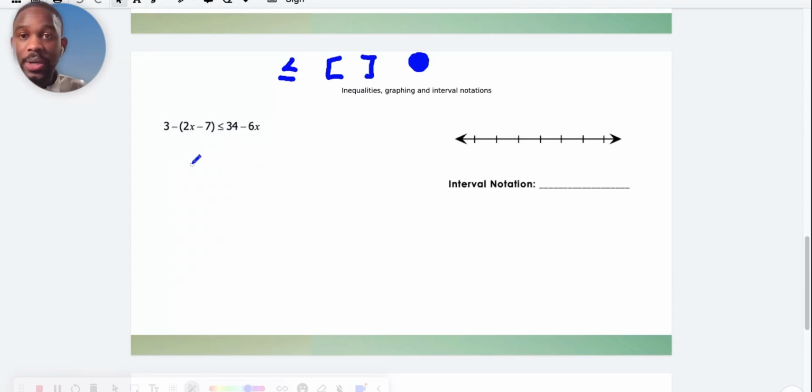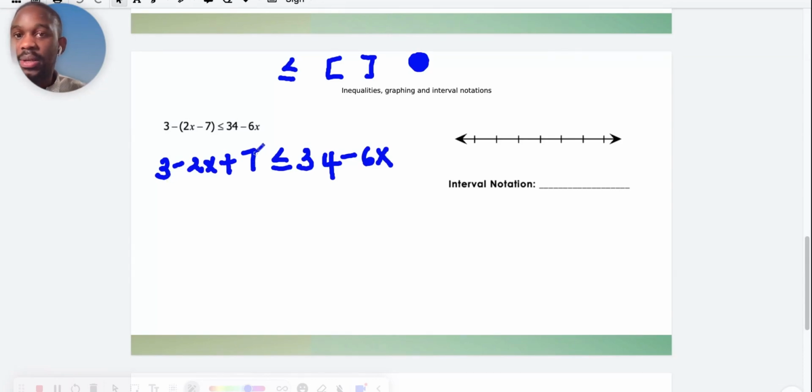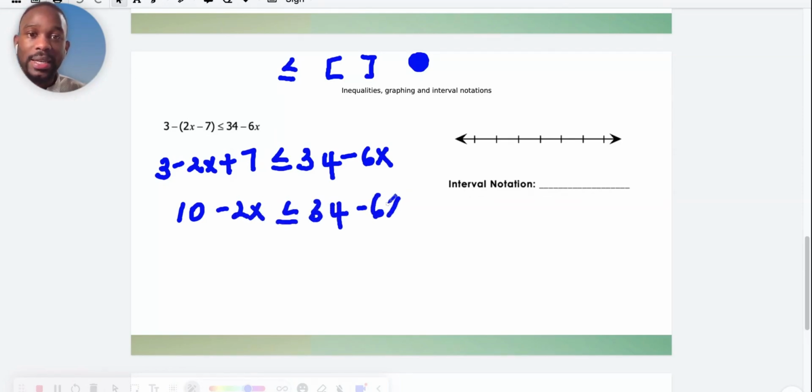Our 3 rules are still going to apply. The first is distribute. But remember, we're going to be distributing with a -1 here. So we're going to distribute, collect like terms, and isolate the value of the unknown. In this case, it's x. So to distribute, I'll be getting 3 minus 2x plus 7 is less or equal to 34 minus 6x. Of course, on this side, I'm seeing a 3 and a 7. Those are like terms, both constants, so they can combine and make 10. So it will be 10 minus 2x is less or equal to 34 less 6x.